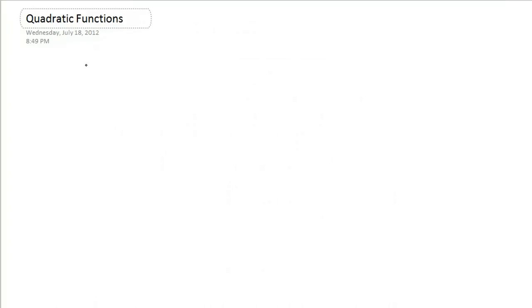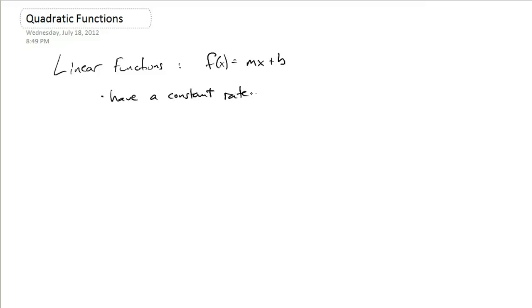Okay, quadratic functions today. And as usual, I like to start with something that you know. So we'll start with linear functions as a comparison. Linear functions look like f of x equals mx plus b. They're characterized by having a constant rate of change, which on a graph looks like slope.